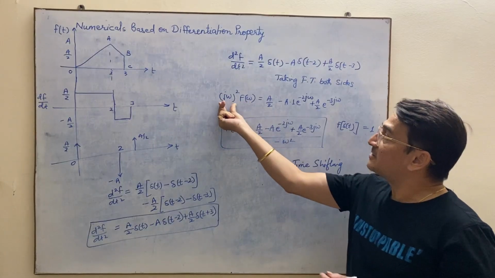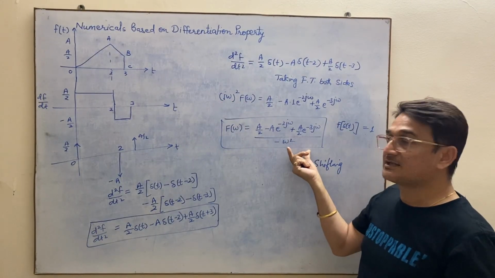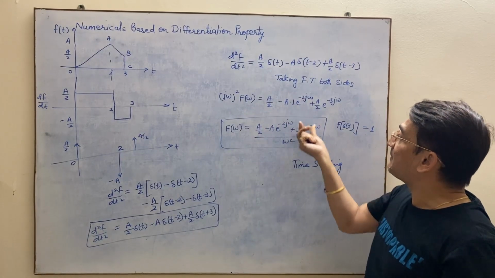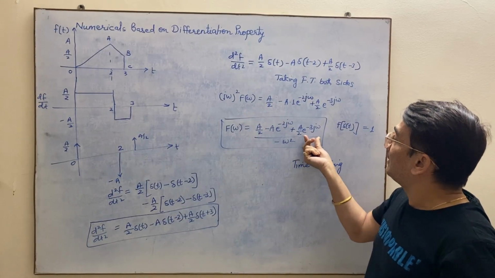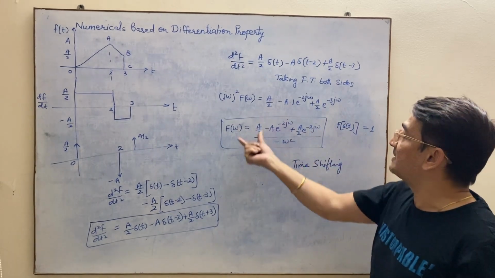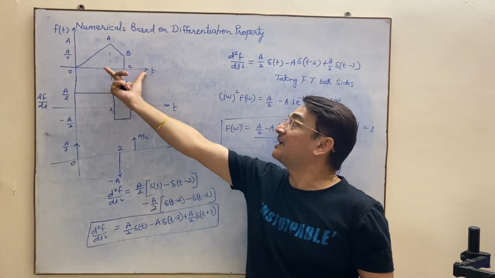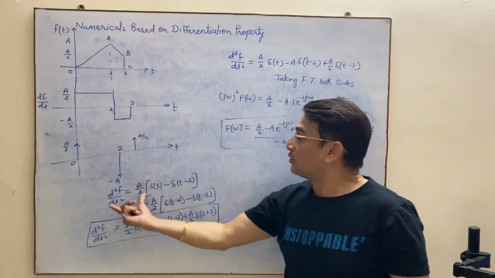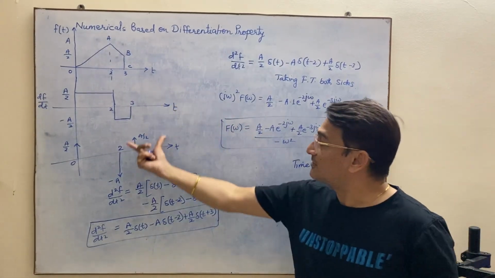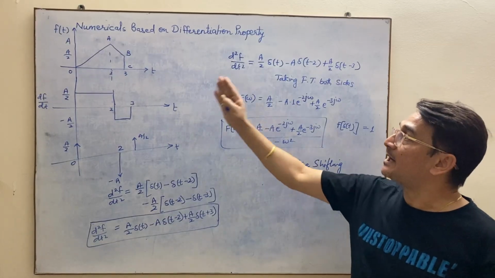So j square omega square will be minus omega square. We can take it in this direction. So F(omega) will be a by 2 minus a e to the power minus 2j omega plus a by 2 e to the power minus 3j omega, upon omega square. This is your final answer. So if you get something like this in the exam, you need to solve through all these steps, or this is the flow of the solution. I hope you understand such type of question.